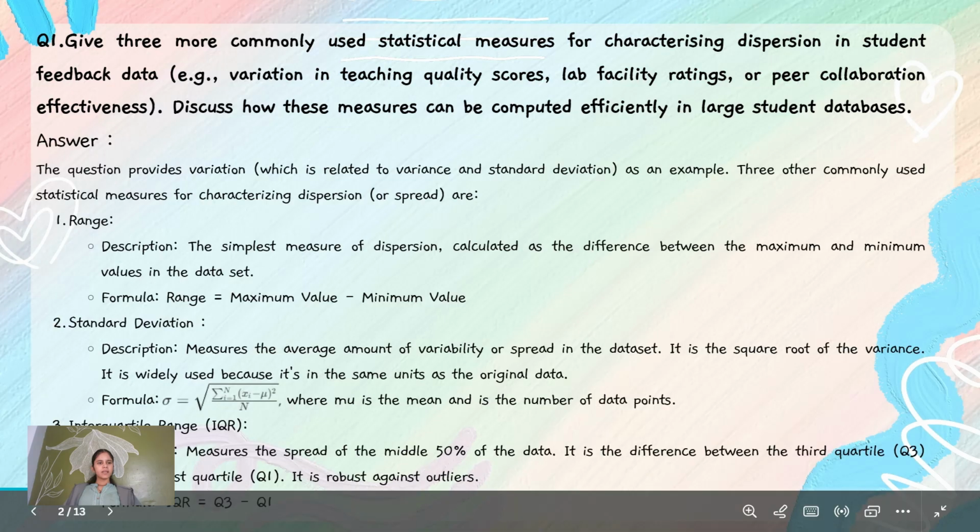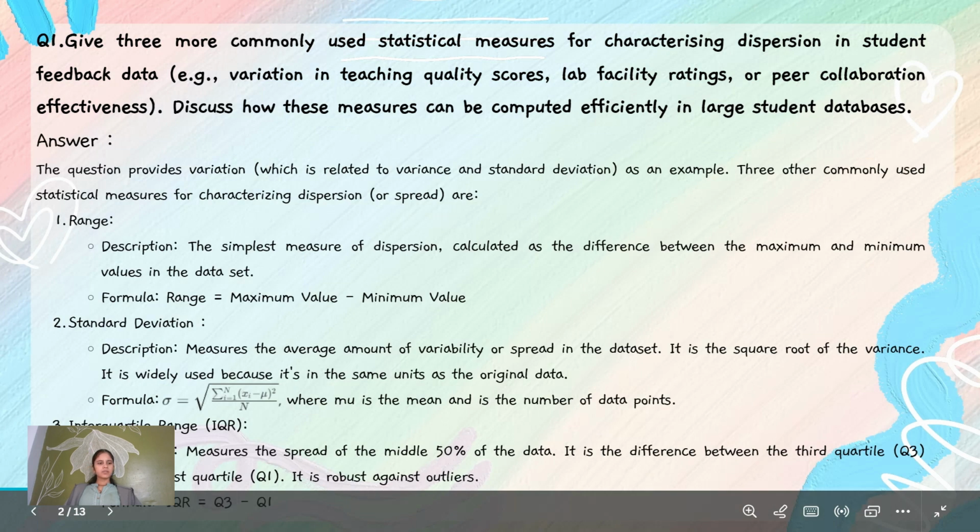Question number 1 is: give 3 more commonly used statistical measures for characterizing dispersion in student feedback data and discuss how these measures can be computed effectively or efficiently in a large database. The question provides variations, which is related to variance and standard deviation, as an example.